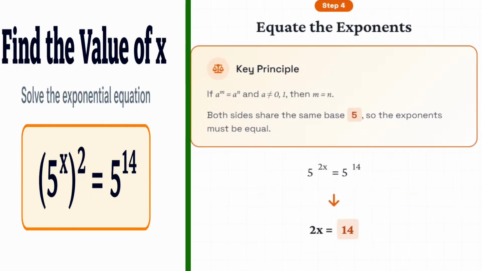Step 4. Equate the exponents. Since both sides of the equation now have the same base of 5, and 5^(2x) equals 5^14, the exponents must be equal to each other. This is because if a^m = a^n, then m = n, as long as a is not 0 or 1. So we can write 2x = 14.